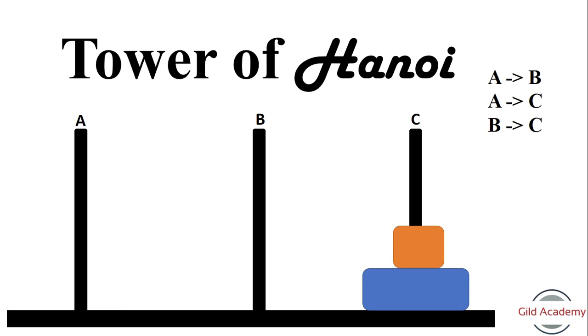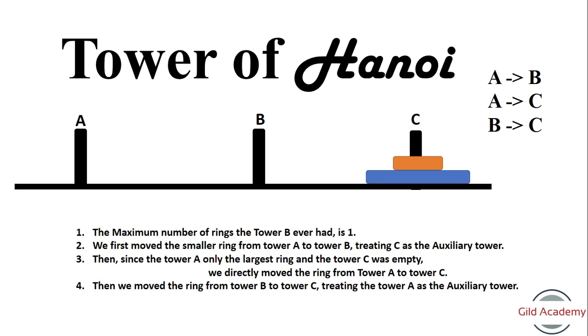Let's have a look at the observations that we can make out from this particular solution. The maximum number of rings that tower B ever had during the course of the solution is 1. But very importantly, we first moved the smaller ring from tower A to tower B. That is, we moved the smaller ring from the source tower to the auxiliary tower. And for this particular movement, we treated C as the auxiliary tower. Although we didn't use that tower for any movement activity, we can say that since for this movement the source tower was A and the destination tower was B, we treated C as an auxiliary tower.